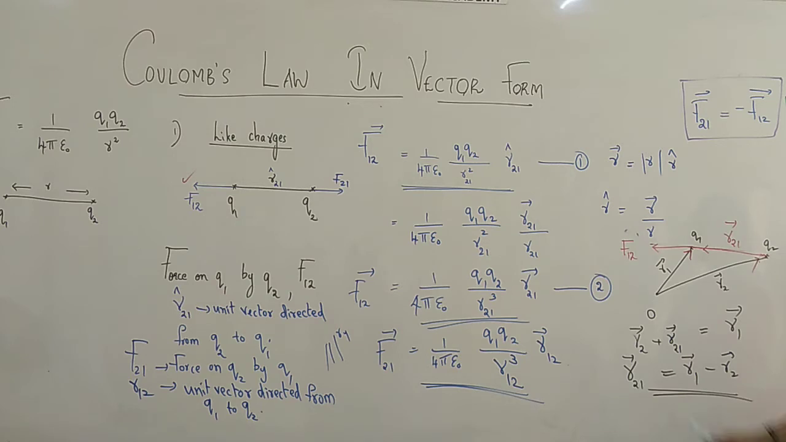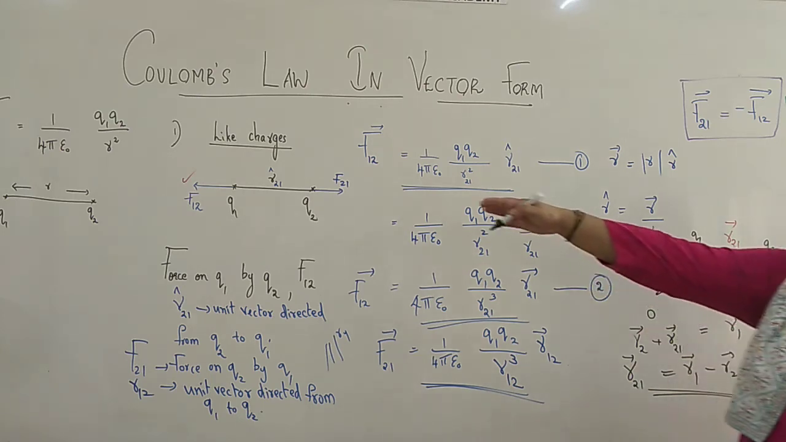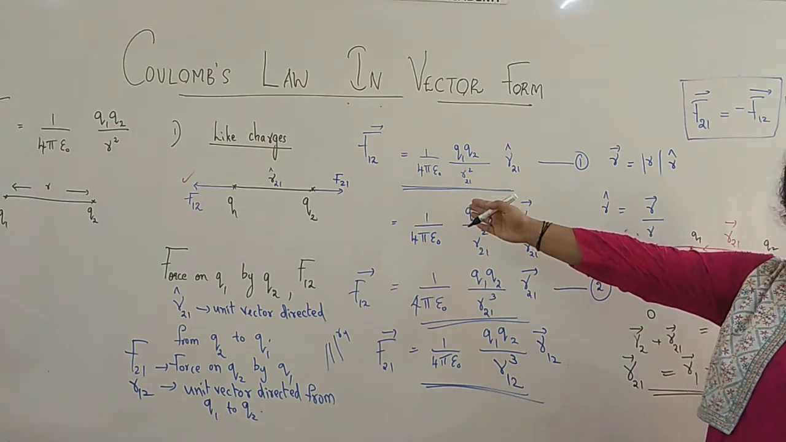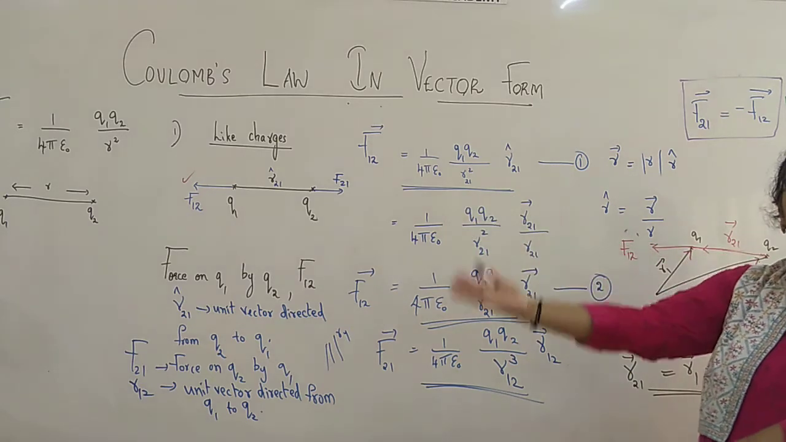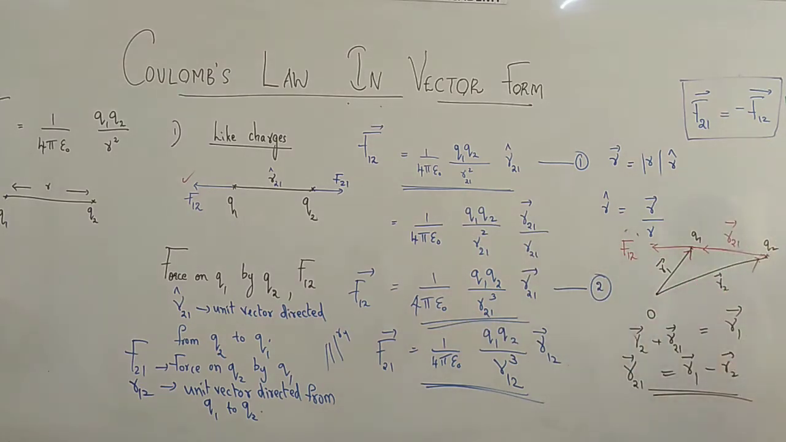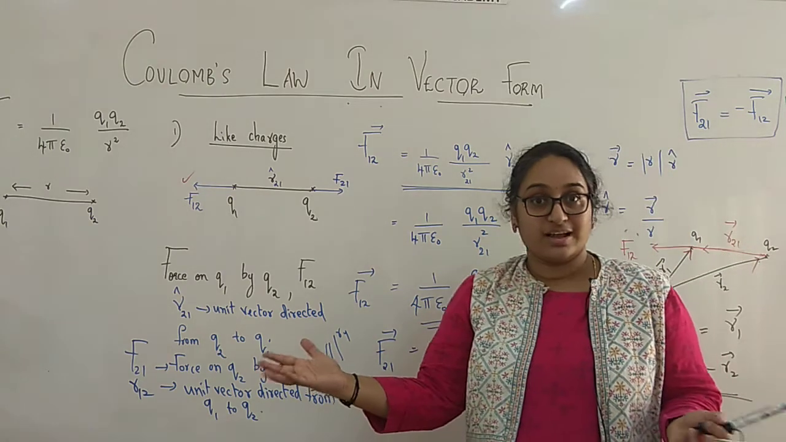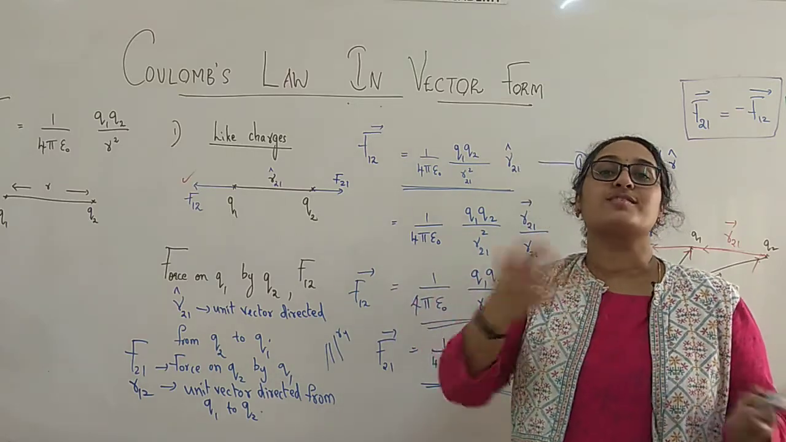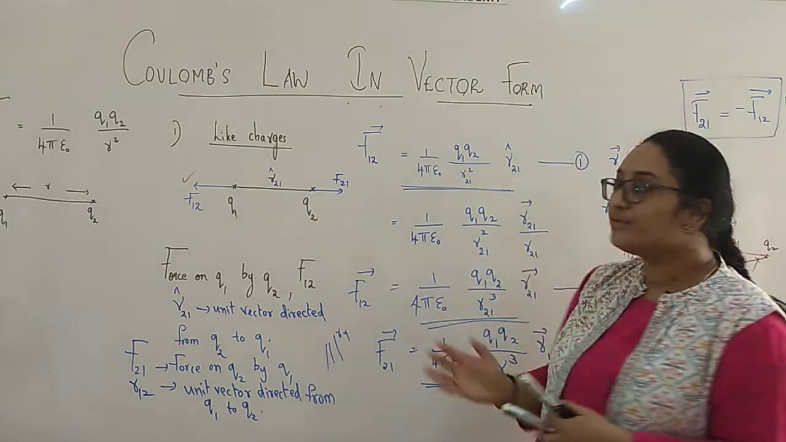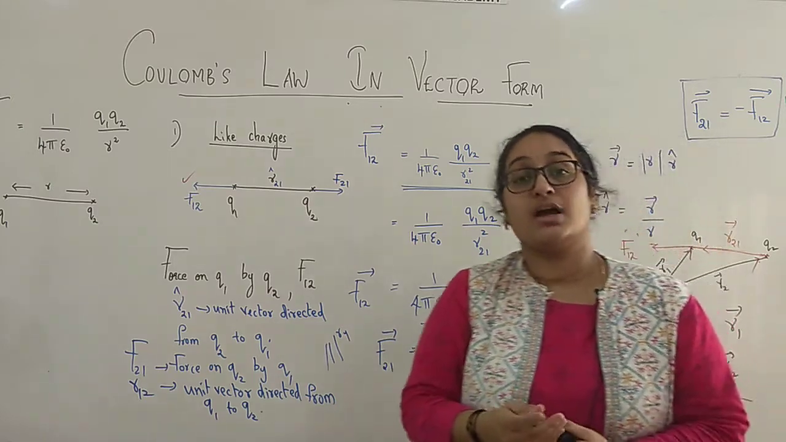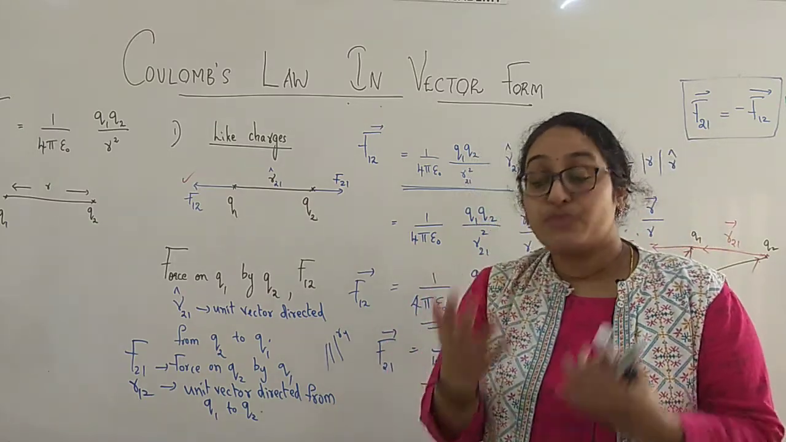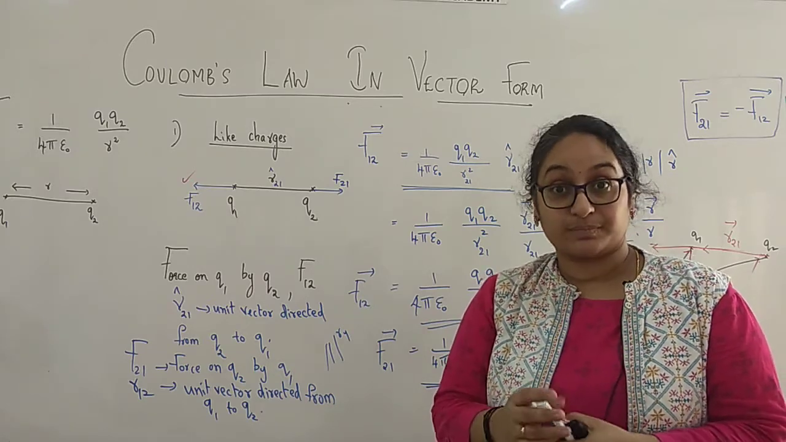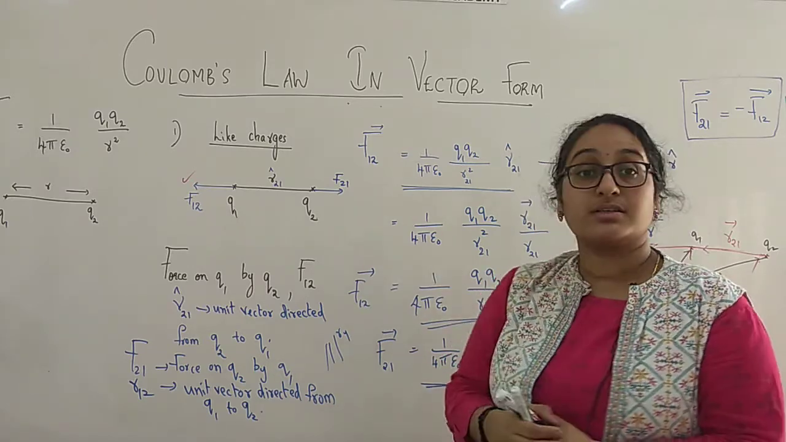Similarly, if you draw the diagram for R12, it will be just opposite. R12 you will get as R2 minus R1. So the point is, F12 is opposite to F21, mainly because R21 is opposite to R12. As I told you, the forces are in opposite directions because the way they act is also in opposite directions. That is the need of representing Coulomb's law in vector form, because force is something which has a definite direction. So here also we have represented the directions.